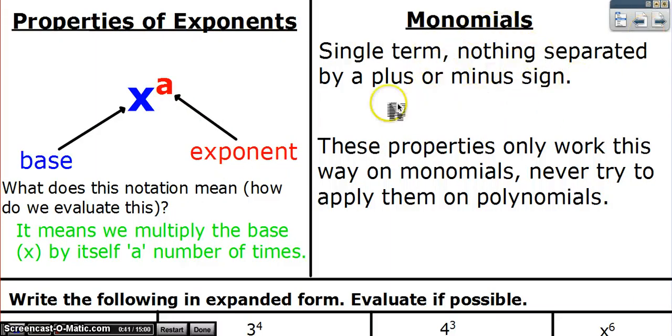One thing I want to remind you of, these rules only really work with monomials. Monomials are a single term. That means nothing in the problem is separated by a plus or a minus sign. And these properties only work this way on monomials. You never want to try to apply them on polynomials. So if you do have something with more than one term, you can't really use these rules.